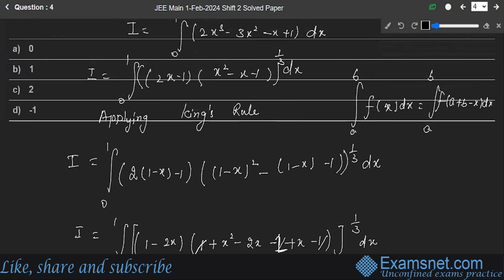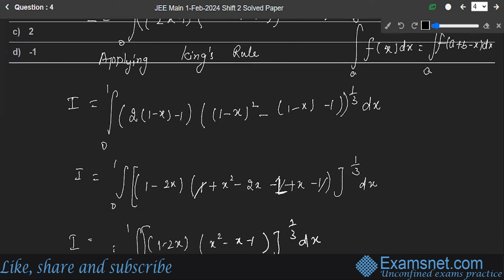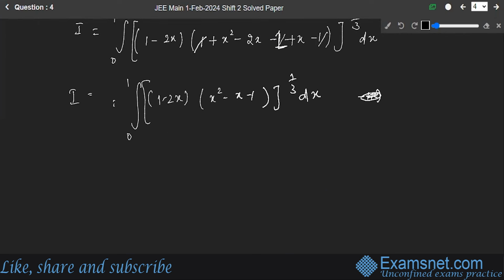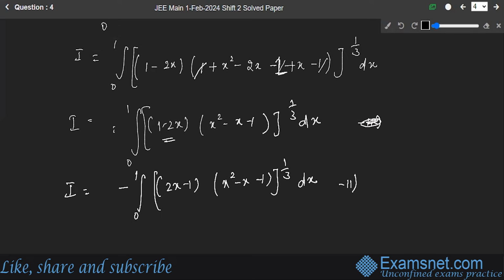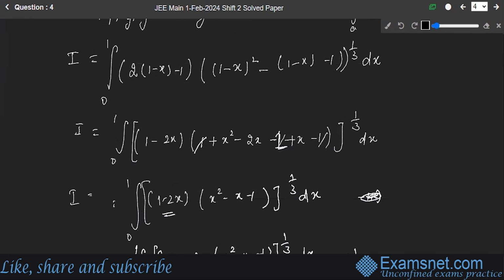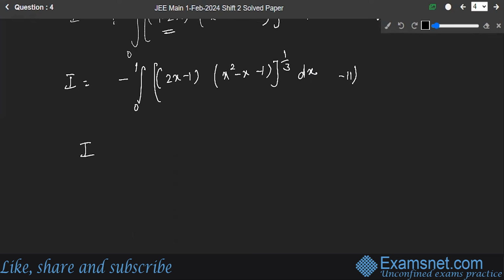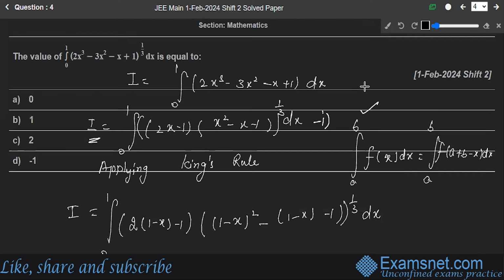Look at this one. This is your equation 1 and this is your equation 2. Or you can say that I is equal to, I'll take this minus outside, the integral from 0 to 1 of 2x minus 1 into x square minus x minus 1 whole power 1 by 3 dx. So don't you see from here, if I take this as 2, comparing 1 and 2, I will be equal to minus I, right? From 1 and 2, I is equal to minus I. This gives me 2I is equal to 0, or I is equal to 0. This is the answer to the question. Here is option A. Hope you're clear with this. Let's move to the next question.